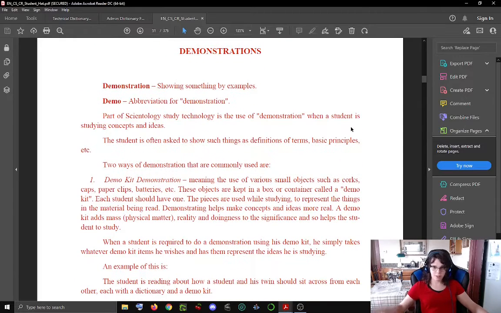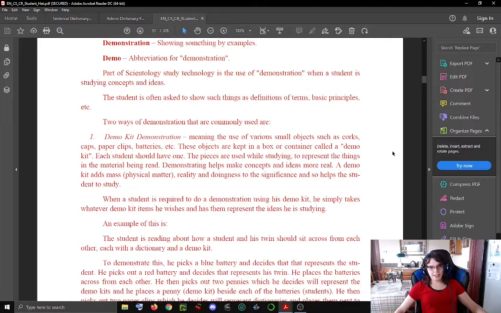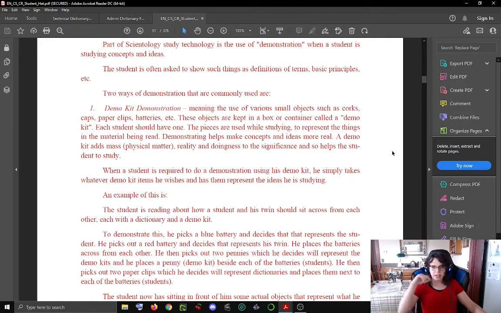So, demonstrations. A demonstration is showing something by examples, and a demo is an abbreviation for demonstration. Got to clear up those MUs. Part of Scientology study tech is the use of demonstration when a student is studying concepts and ideas. The student is often asked to show such things as definitions of terms, basic principles, etc.